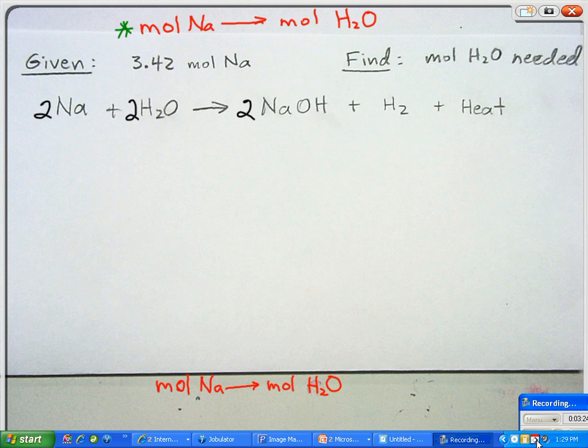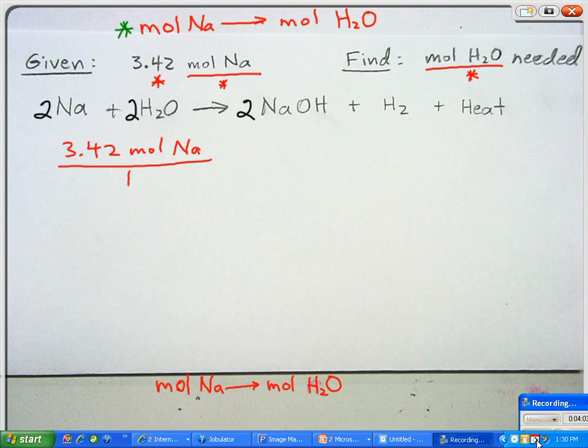So let's get started. Always we're going to start our calculations with the given, 3.42, and you see that came from up here: 3.42 moles of sodium over, you guessed it, 1. So that's our first fraction. Now we have to get the relationship of this to this. Okay, moles of sodium to moles of water.